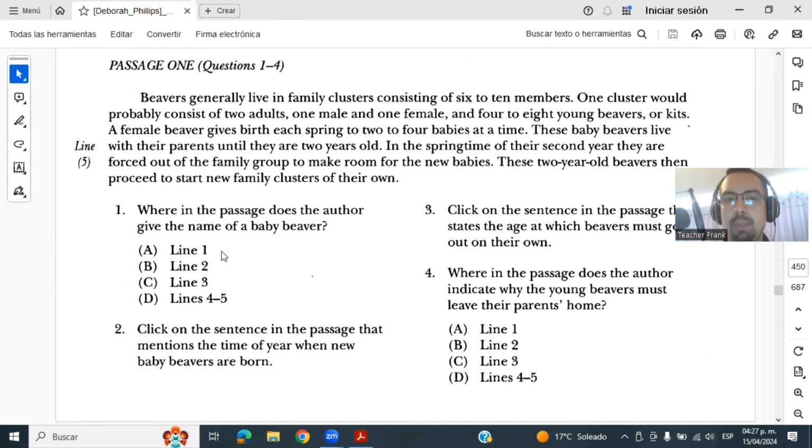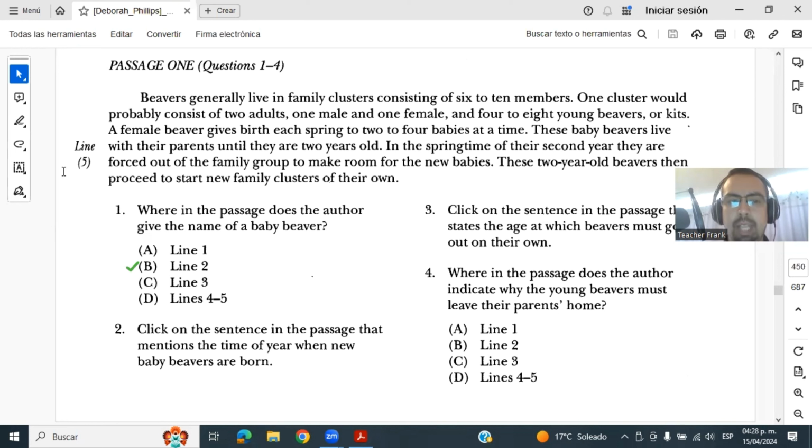Number 1 says, where in the passage does the author give the name of a baby beaver? In this case, it's going to be B, in line 2, which says right here, young beavers are kids. Okay, number 2, click on the sentence in the passage that mentions the time of year when new baby beavers are born. This one is paragraph 1.